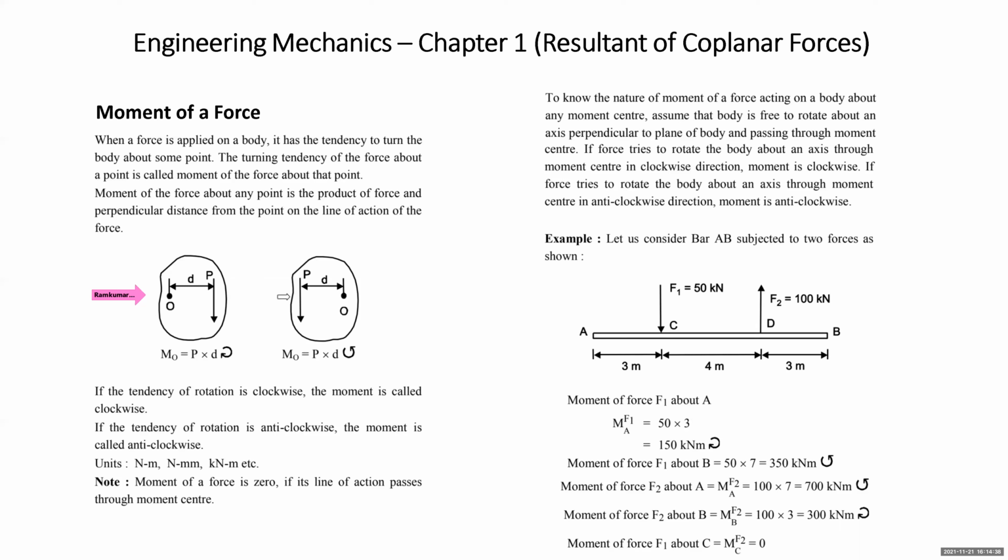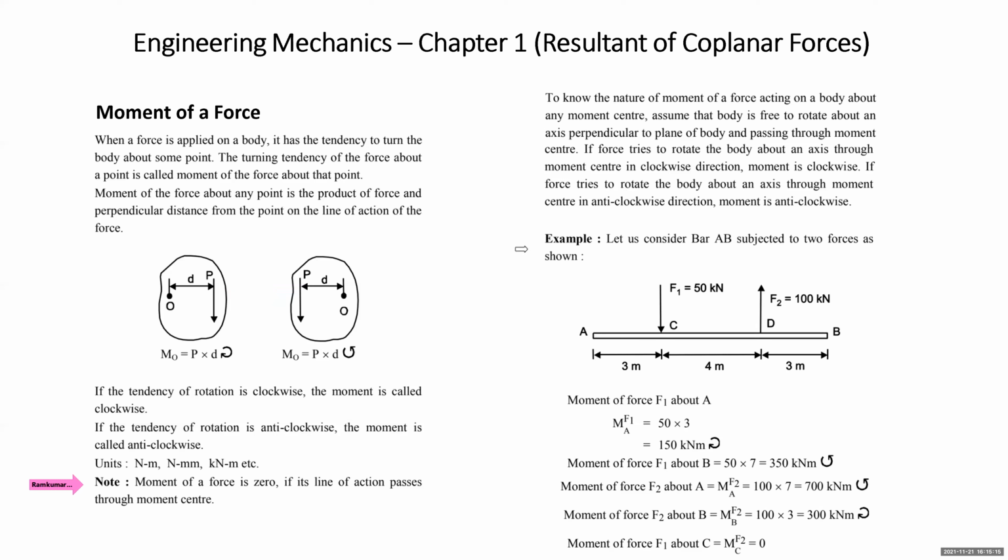Whereas in this diagram, force P is applied vertically down on the left side, and the moment center is on the right side. Now consider that the body is free to rotate about an axis through O. Then P will try to rotate this body about this axis through O in anti-clockwise direction. The moment is anti-clockwise, P into d, anti-clockwise. And the moment of a force about a point is zero when the line of action of the force passes through the moment center, which I have listed as a note here.